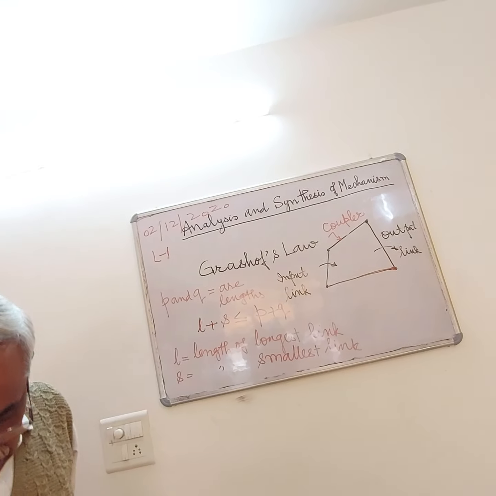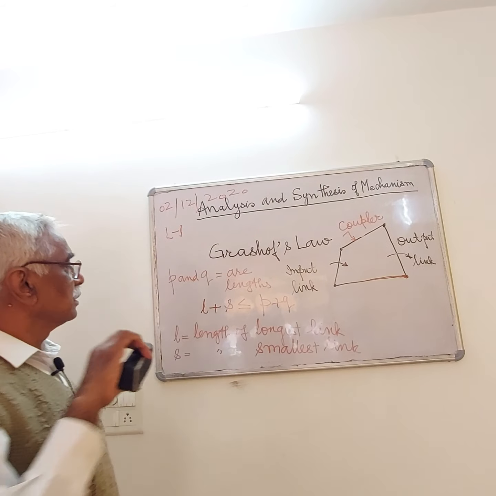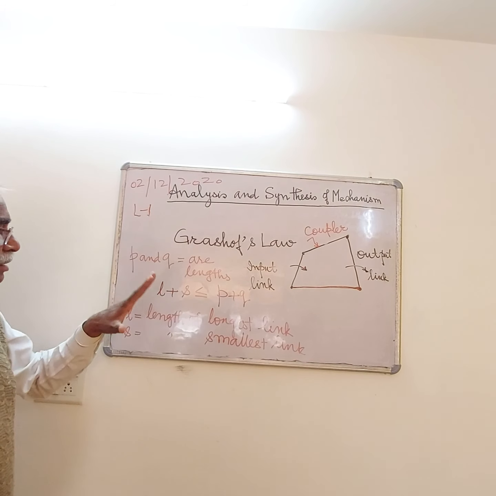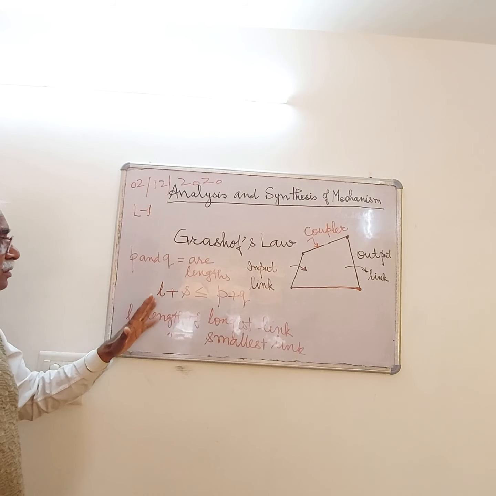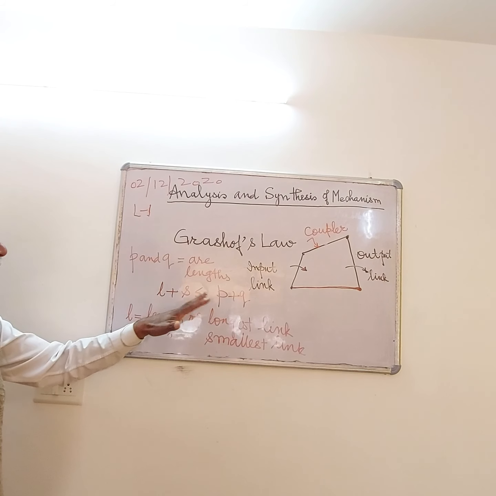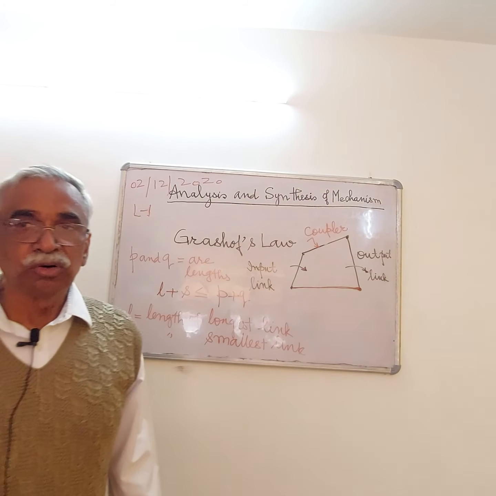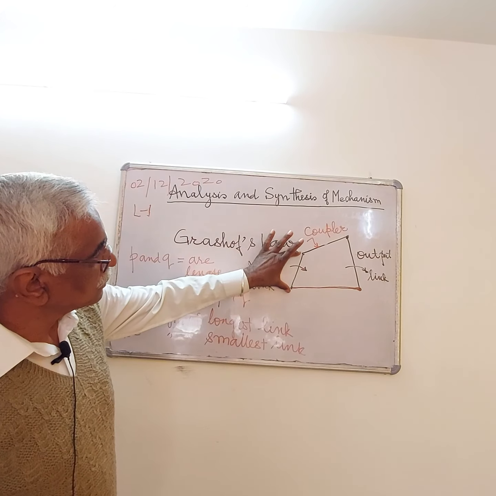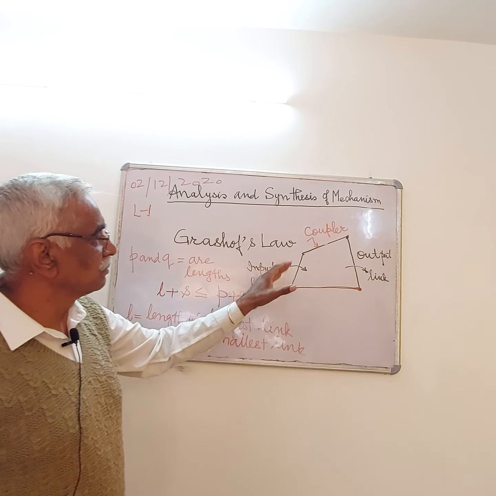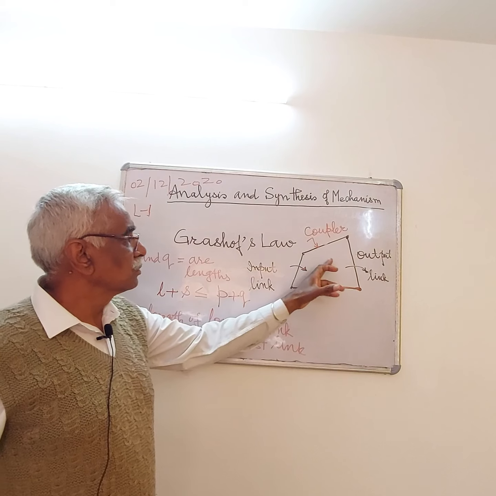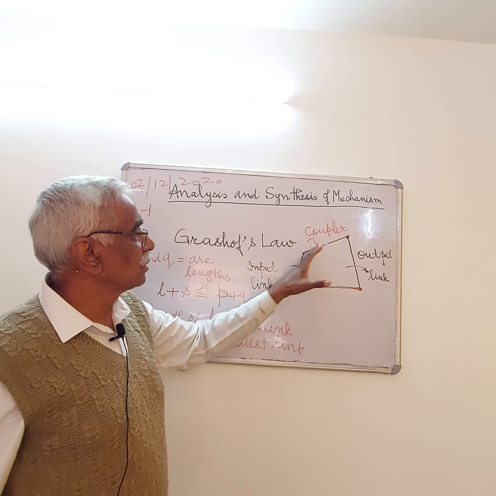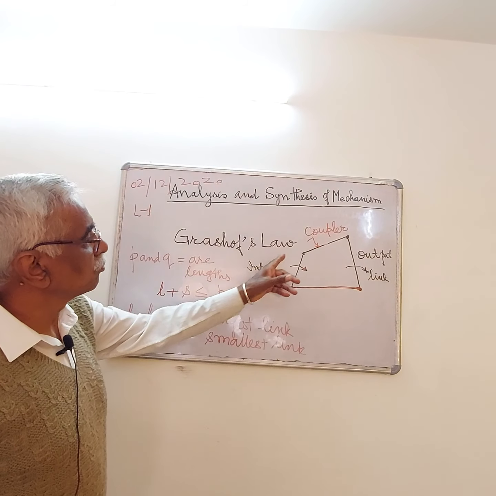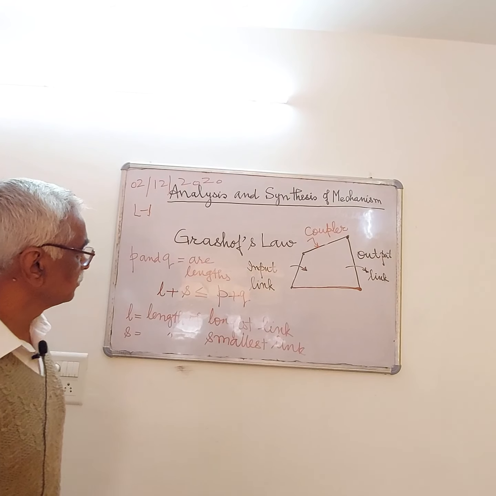So there are certain inversions of it. I think it is clear: L plus S is less than or equal to P plus Q. L is the length of the longest link, S is the length of the smallest link. Their sum is less than or equal to P plus Q, the sum of the lengths of the remaining two links. And this is known as input link. The motion given to the 4-bar linkage from which link is known as input. This is the output link, and the link which makes the connection to both input and output is known as coupler.